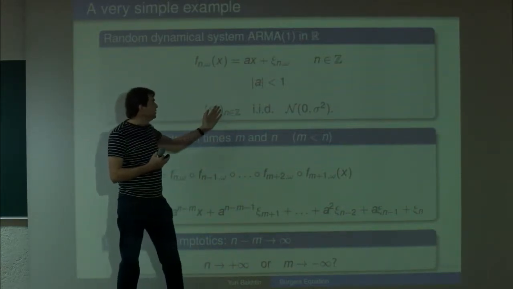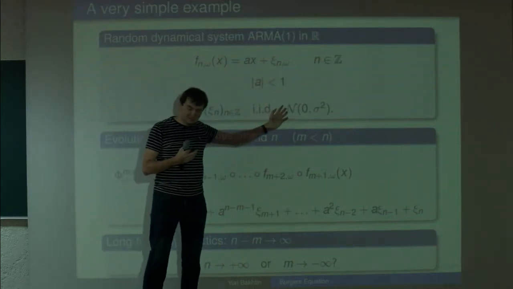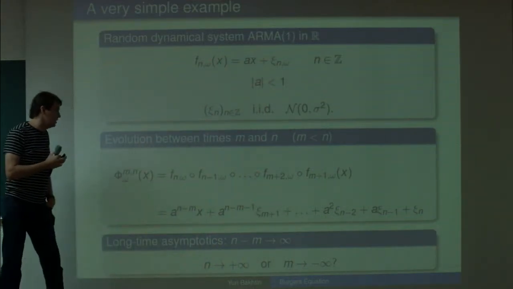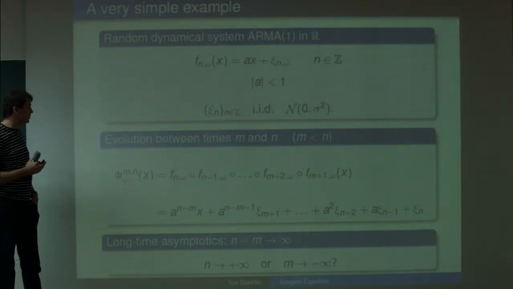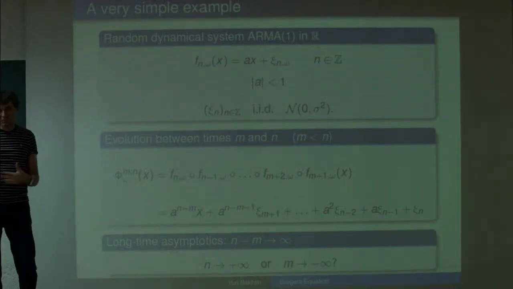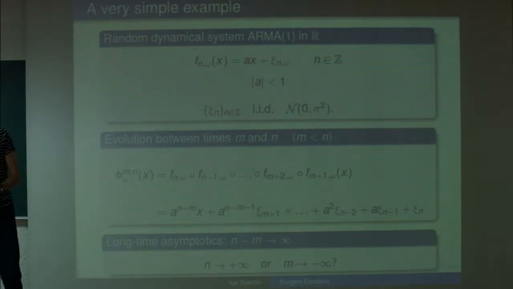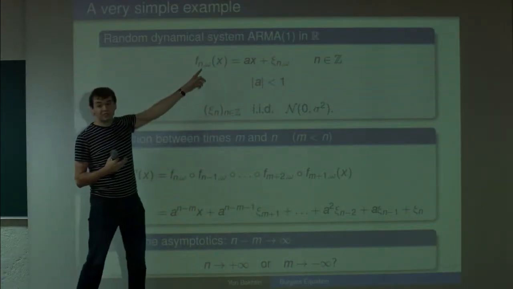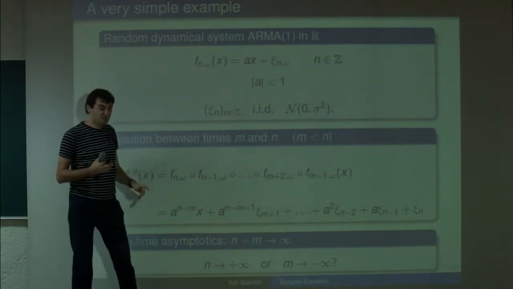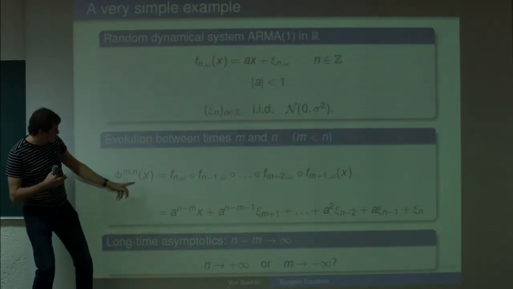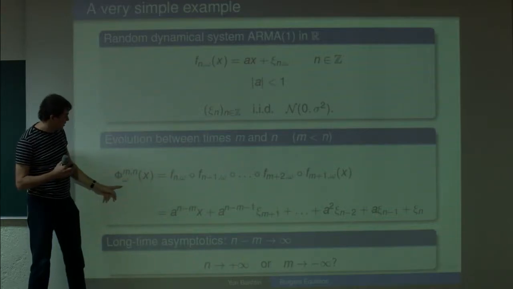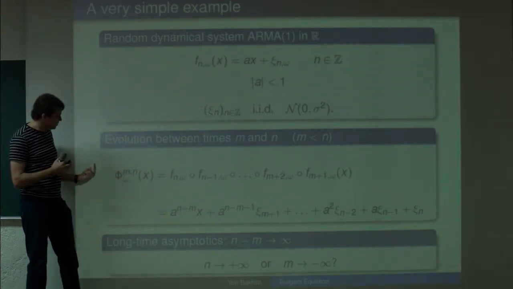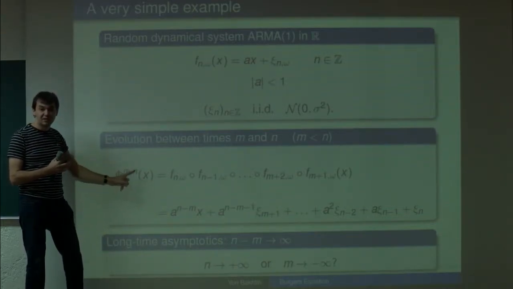And say we assume that these noisy kicks are independent and have the same Gaussian distribution. So now suppose we want to study the system over long time intervals. It means that we want to take compositions of those maps, and this is what this composition looks like. So this is the iteration of those maps between times m and n.